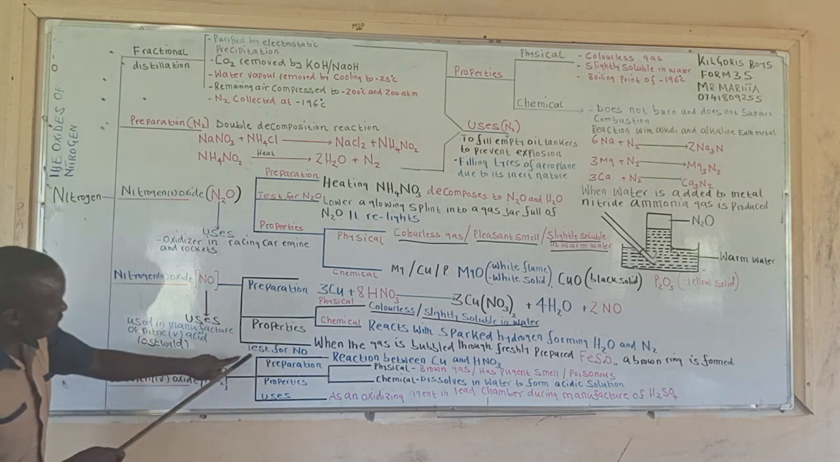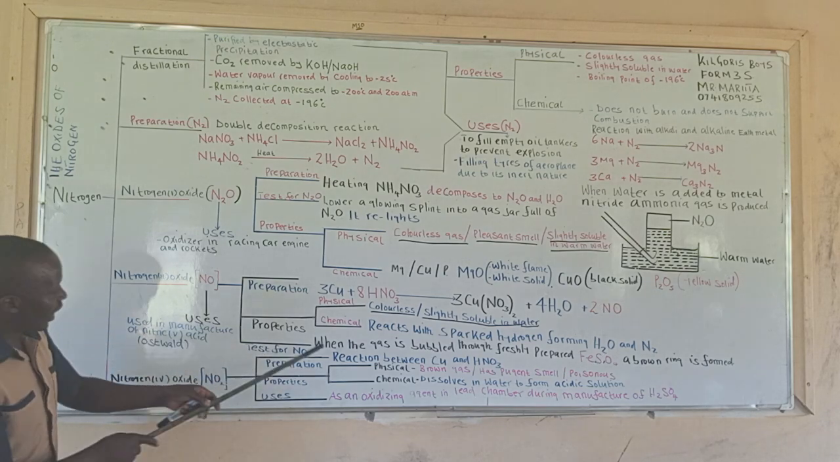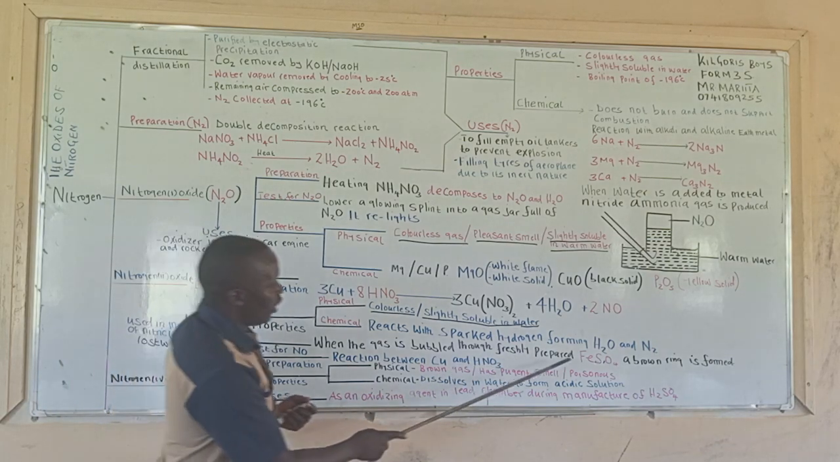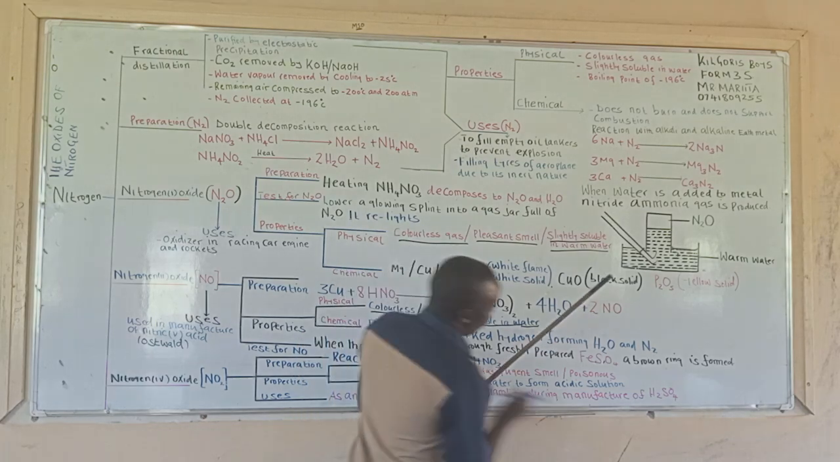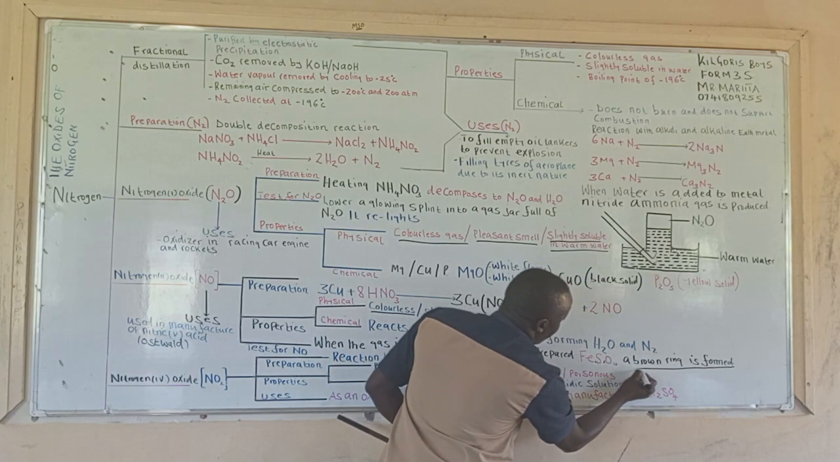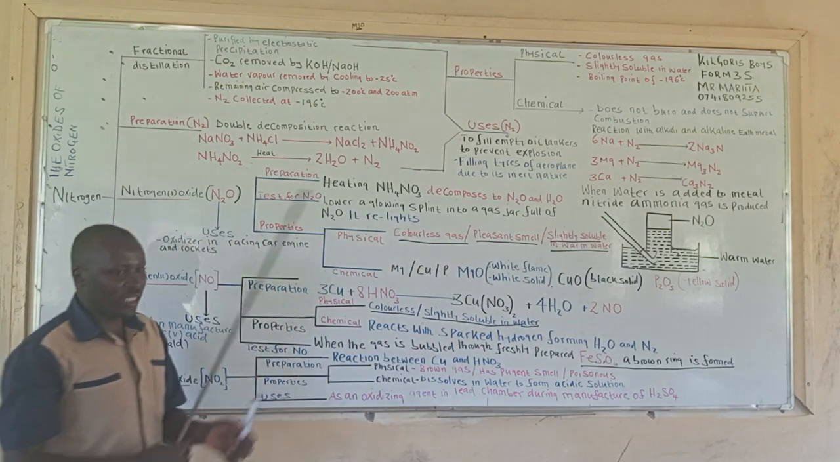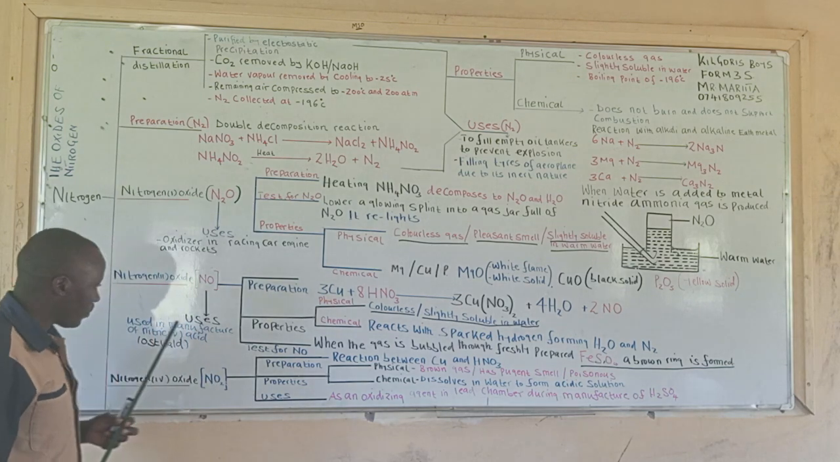Now, how do you test for this gas? When the gas is passed through freshly prepared iron(II) sulfate, a brown ring is formed. So it normally forms a brown ring with freshly prepared iron(II) sulfate. That is how the gas is tested.